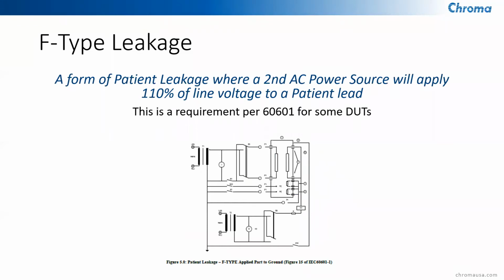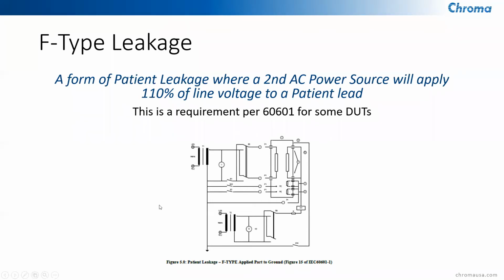So now we move on to F-type leakage current testing. This is also commonly known as mains on applied part testing. So this is a form of patient leakage where a second AC power source will apply 110% of line voltage to the patient lead during the test. This is a requirement per 60601 for some DUTs. So you'll see here a T2 right below on this diagram. This is a second transformer or second AC power source.